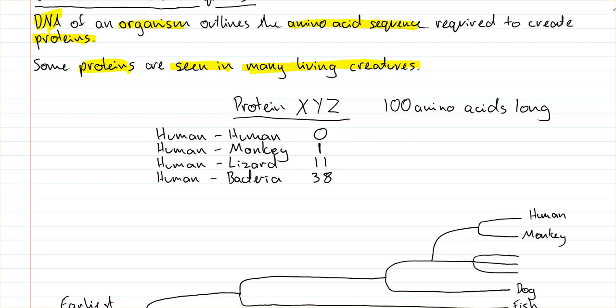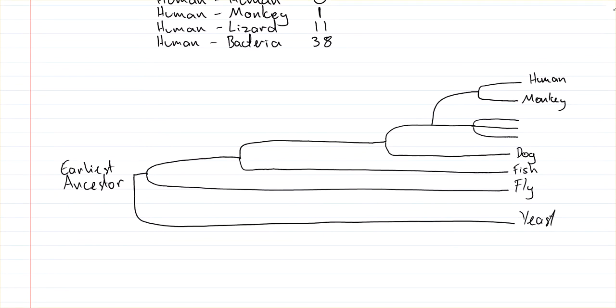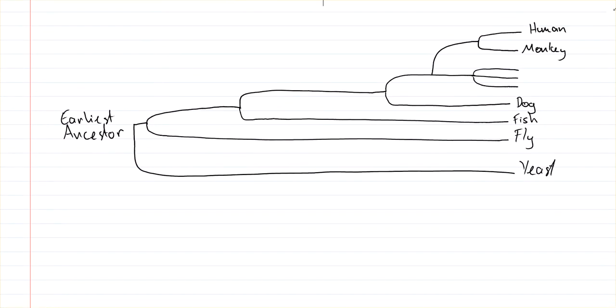So what this will also tell us is that it's more than likely that humans and monkeys evolved more closely and speciated more recently than humans and lizards, for example, because there's been less time for mutations to take place to this amino acid sequence and for us to get differences in this amino acid sequence to arise. So what we can do with all of this information is we can compile it into something called a phylogenetic tree.